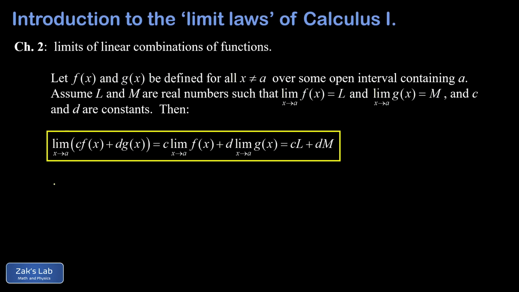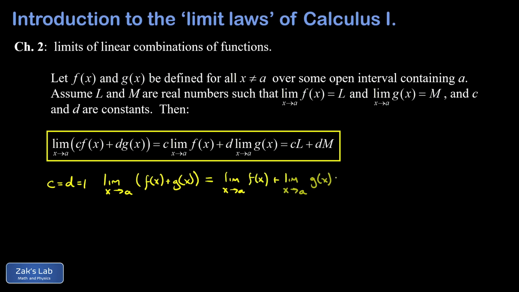So all we have to do to get the limit law for the sum of two functions is say let c equal d equal 1. And this gives us the limit as x goes to a of f of x plus g of x. And applying our rule about linear combinations, this is going to be c times the limit of f, but c is 1. So I end up with the limit of f of x as x goes to a plus d times the limit of g, but again, d is equal to 1. And we conclude that the limit of a sum of two functions is the sum of the limits of those functions. So this is just a special case of the linear combination rule.